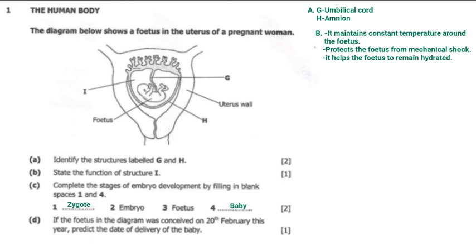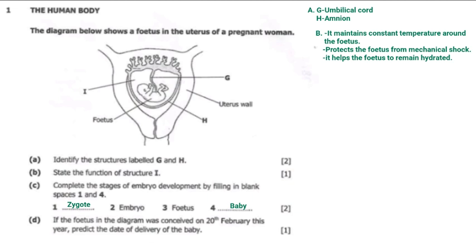Okay, we come to question number 1D. If the fetus in the diagram was conceived on 20th February this year, predict the date of delivery of the baby. So we are asked to say this baby was conceived on 20th February. That's when the egg got fertilized, or that's when the sperm met the egg in the oviduct. So if the baby got conceived on 20th February, what will be the date of being born?